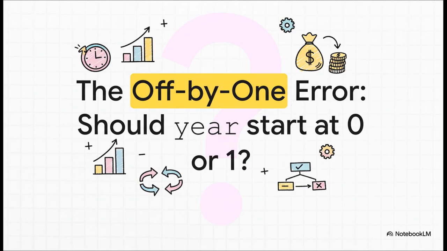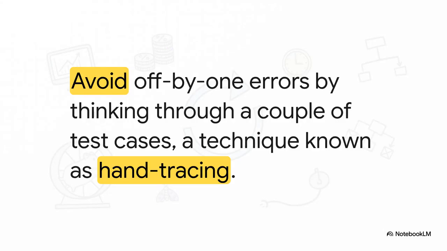All right, the next beast is a little more subtle, the off by 1 error. It's that nagging feeling you get when your loop runs one too many times, or maybe one too few. In our investment problem, should we have started our year counter at 0 or at 1? Getting this wrong can throw your entire result off. So how do you defeat this little goblin? You don't guess. The absolute best weapon is a simple test case combined with this really powerful debugging technique called hand tracing, where you basically pretend to be the computer and walk through the code step by step.